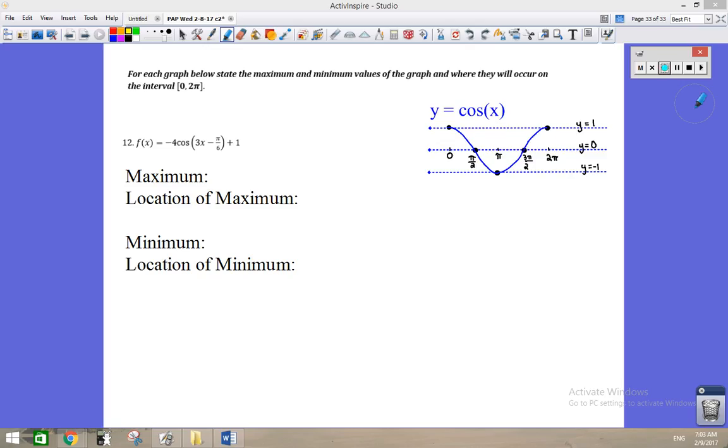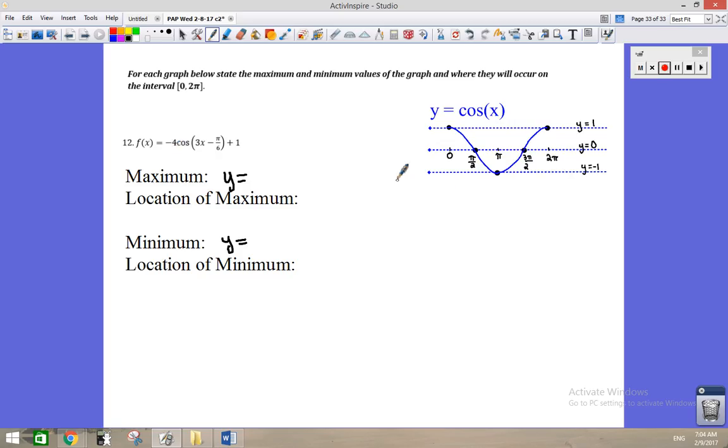So I've put the basic cosine there just as a reference for you of its 5 primary points and its center line and its max and min. At a quick glance, you can see what that is. So let's quickly determine the max and the min here. The +1 is going to lift that center line up 1 unit, and now be careful with the -4. We're going to have a reflection in this, but the amplitude is 4.